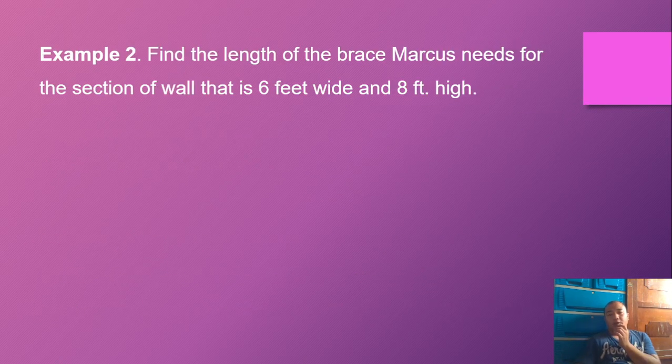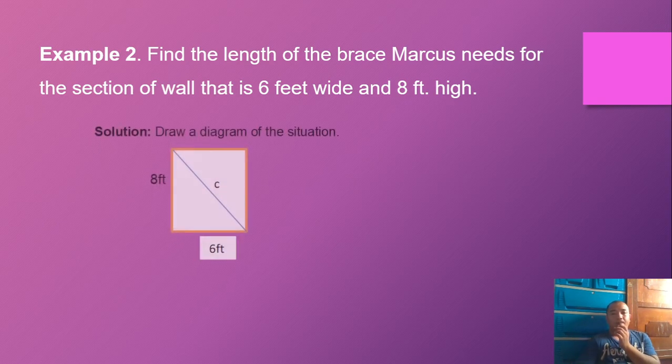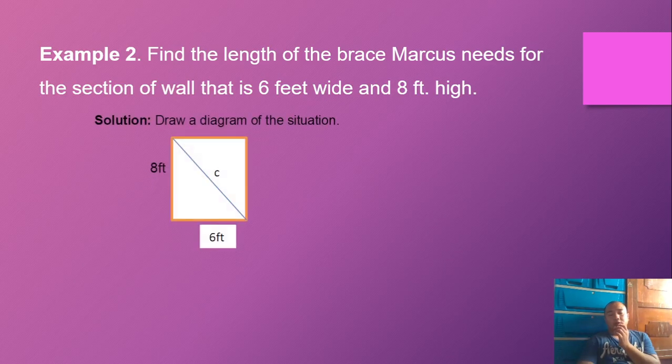Find the length of the brace Marcos needs for the section of pool that is 6 feet wide and 8 feet high. Let us draw a diagram of the situation. 8 feet high, 6 feet wide. Find the length of the brace. Here, the brace is actually the C, the diagonal of that rectangle. So we can solve that using the Pythagorean Theorem. A is 8, B is 6. Let us solve for C.